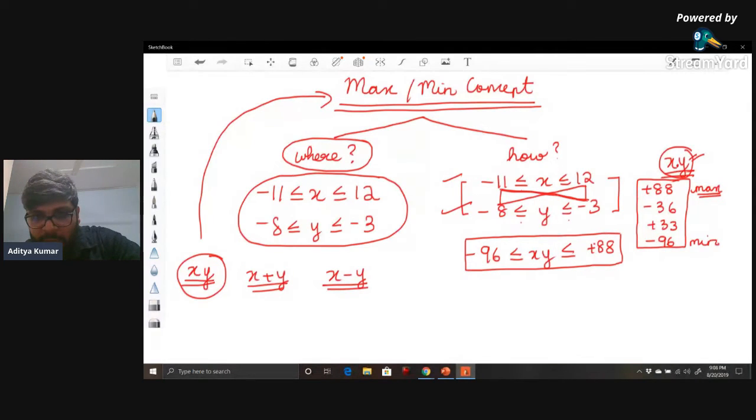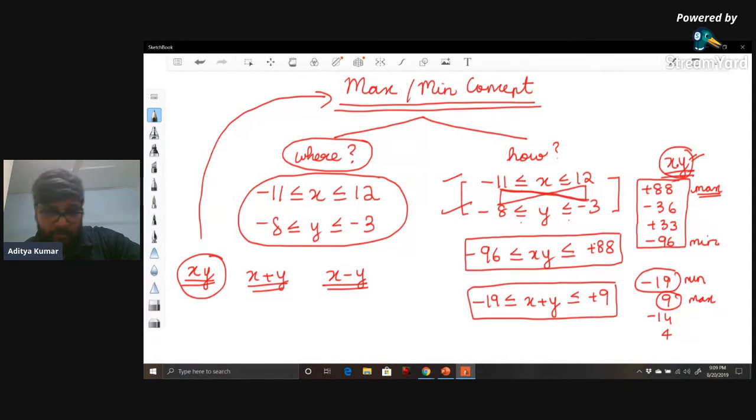And the same thing would work for x plus y as well. The good thing about addition is you can do it directly. You don't need to find four values, but we'll just do the four values, no problem. Minus 11 minus 8 gives me minus 19. 12 minus 3 gives me 9. Minus 11 minus 3 gives me minus 14. And 12 minus 8 gives me 4. So this is going to be a min value. And this is going to be a max value. So now I know the range of x plus y should be from minus 19 to plus 9.